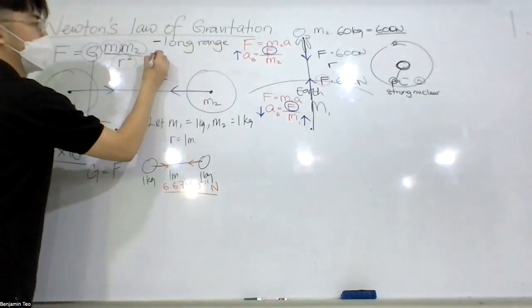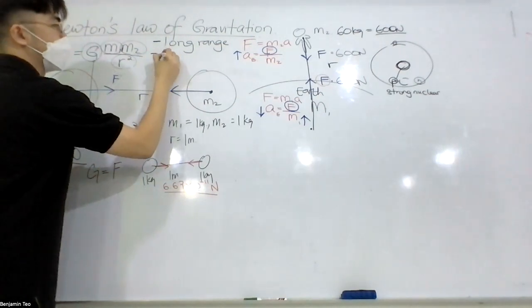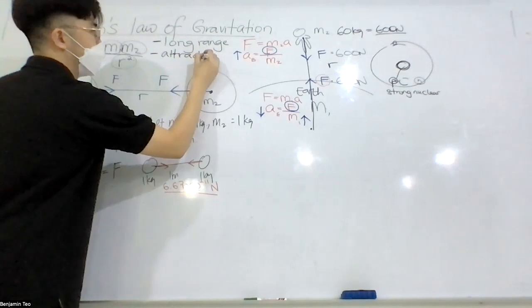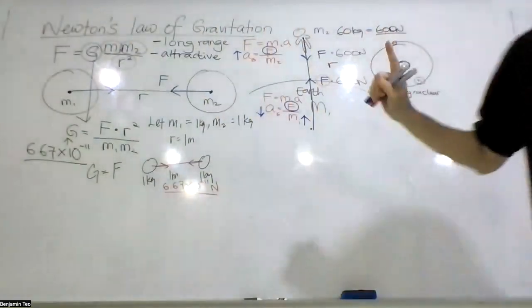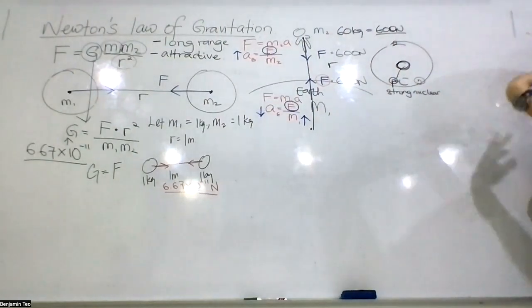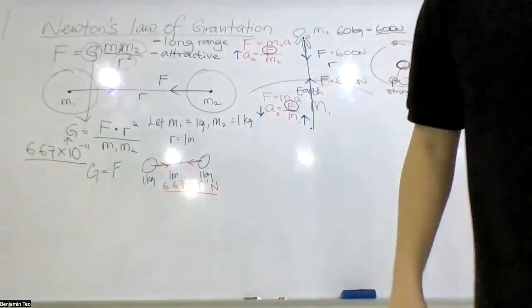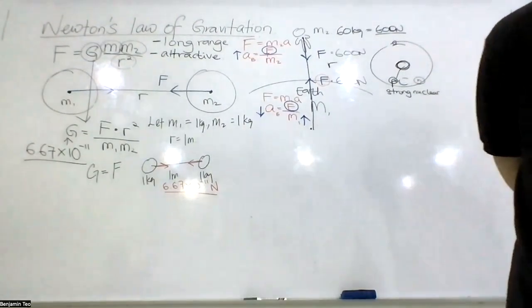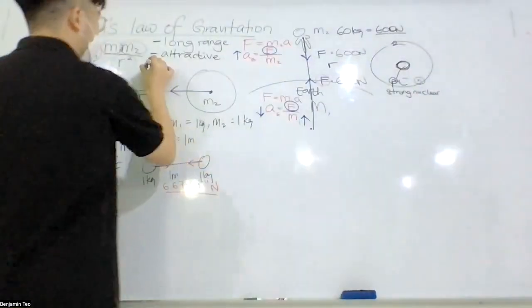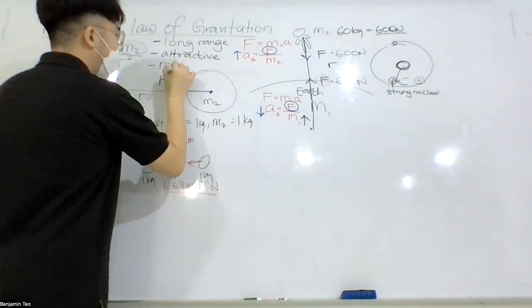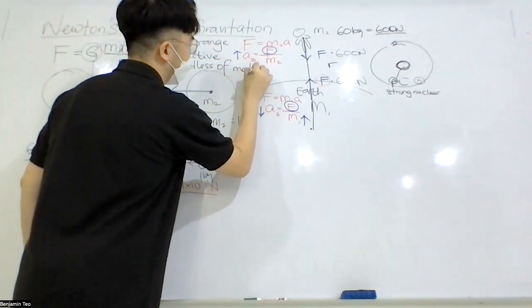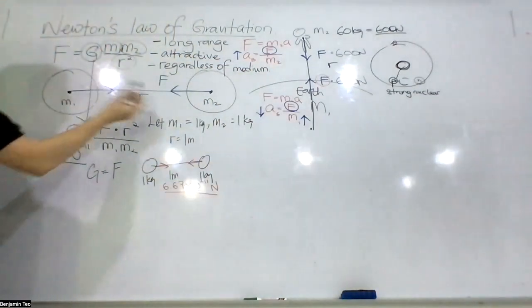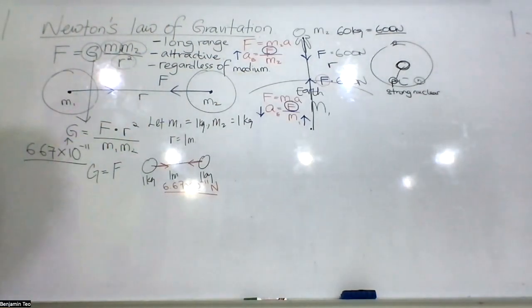The first property is long range. Number 2 is that it is always attractive. It is never a repulsion force. The strong nuclear force is also attractive. An example of a repulsion force is the magnetic force, which can be repulsive. And number 3, the third property, is that it acts regardless of medium. What is the medium between the two bodies? They don't care. They just act the forces.